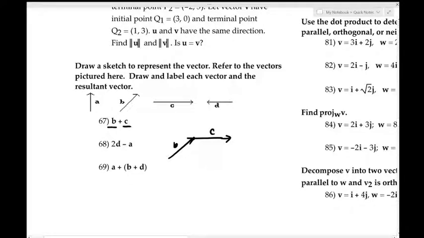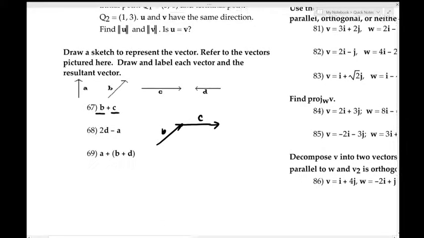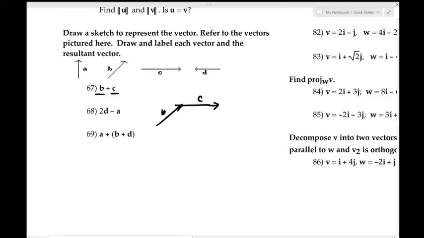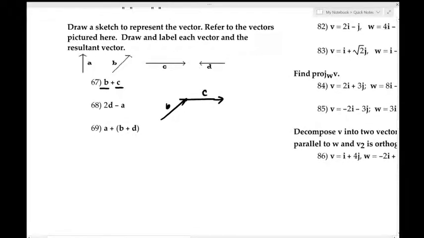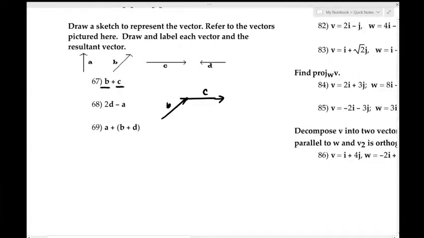Now, then we use the triangle form, or the triangle method, to draw the resultant. So the resultant is this, right? That diagonal piece, therefore this is b plus c. Okay, maybe a little difficult to see. This would be the resultant, right? Something like that, okay?